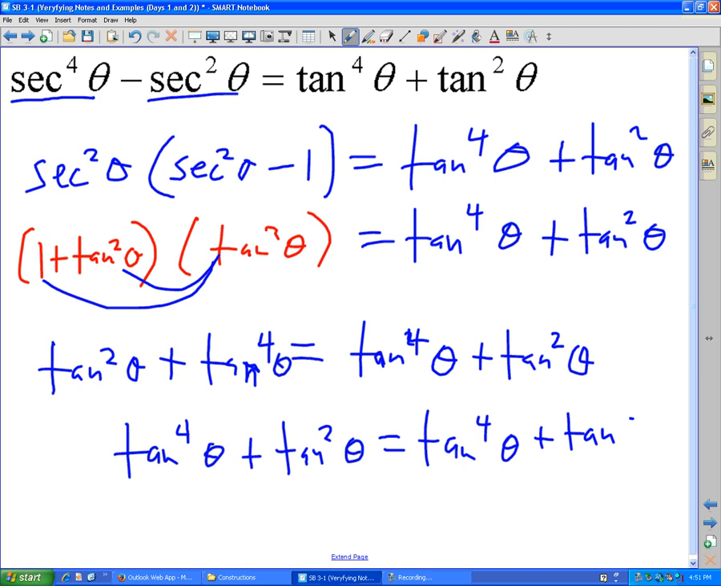I know that seems a little nitpicky, but you're just going to have to trust that I'm not the one that made the rules of verifying up. They've been around for hundreds of years, so just play by the rules, and you guys are going to do really well in this unit.